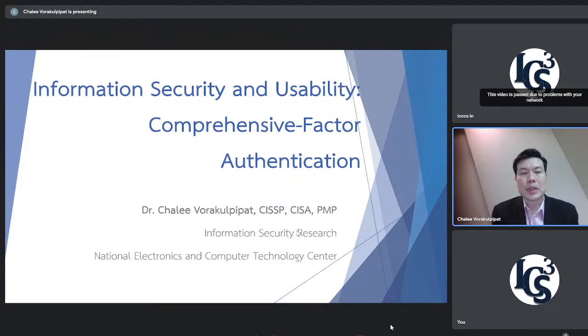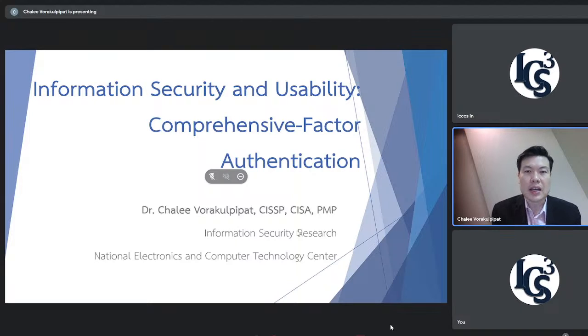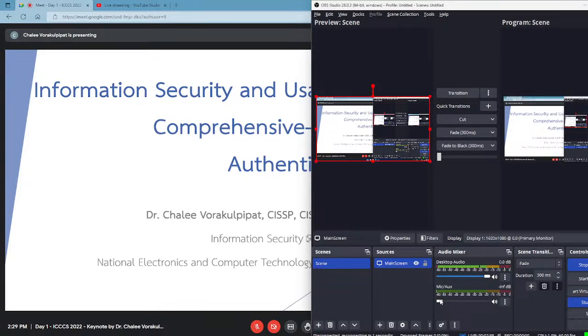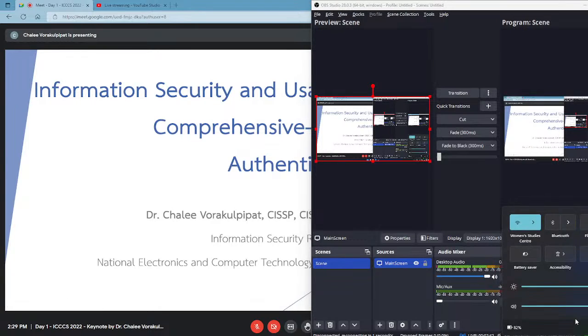And my topic is information security and usability, or we can say that it is security versus usability. One of our research is to deal with how to combine security and usability together. And the other is our authentication method, comprehensive factor authentication, and let's see how it can work.